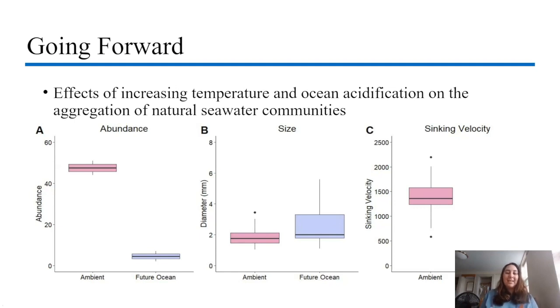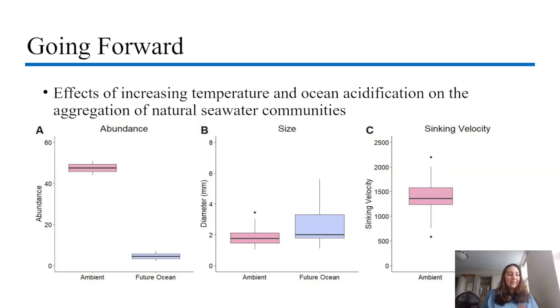And what we found is that in ambient ocean conditions, the abundance of macroaggregates was significantly higher than the abundance of future ocean aggregates. However, the size or diameter of those macroaggregates was not significantly different between the conditions. Unfortunately, due to the very fragile nature of the aggregates, I was unable to obtain sinking velocity results for the future ocean condition, but we were able to obtain it for the ambient conditions, and it was found that the sinking velocity ranged anywhere from 500 to almost 2,500 meters per day.